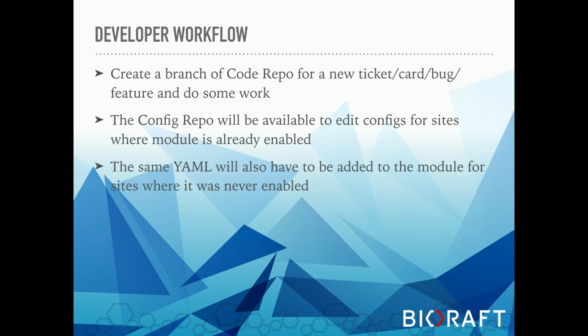If you're updating stuff, you have to write an update hook, and then that same YAML will have to be added to the module for sites wherever it was never enabled. So in a multi-site configuration, you may have module A enabled for site 1 and site 2, but not site 3. You've got your configuration for site 1 and site 2. You probably want to add that configuration to site 3 as well, in the case that that module ever gets enabled at some point.